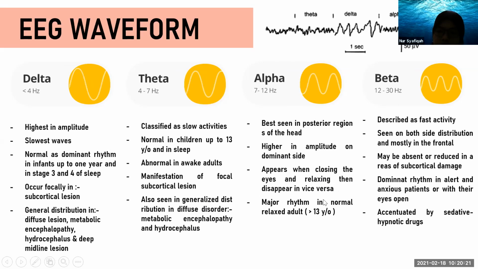So we can see that for adults more than 30 years old, the normal rhythm is the alpha, but for normal children up to 13 years old, the normal wave is theta. Next, we have beta. Beta is described as fast activity, and it is seen on both sides in distribution and mostly in the frontal area. And it may be absent or reduced in areas of subcortical damage.